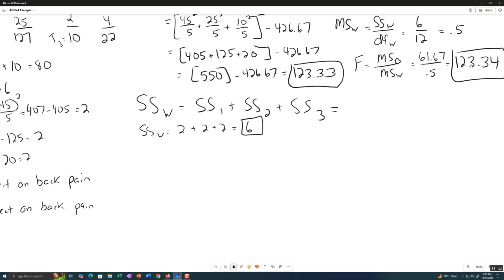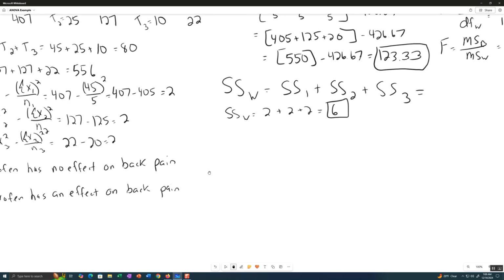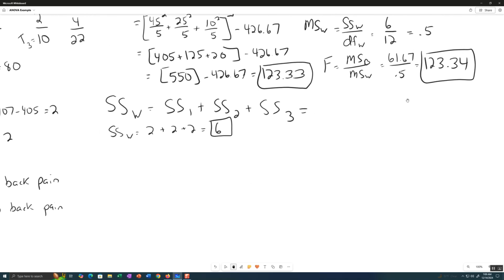So we solved it. F is 123.34. We reject the null. I did the Tukey tests in R, and they were significant. So, yeah, that's the end of the problem, basically. That ibuprofen has an effect on back pain, and it's a pretty profound effect. So it's not even close.